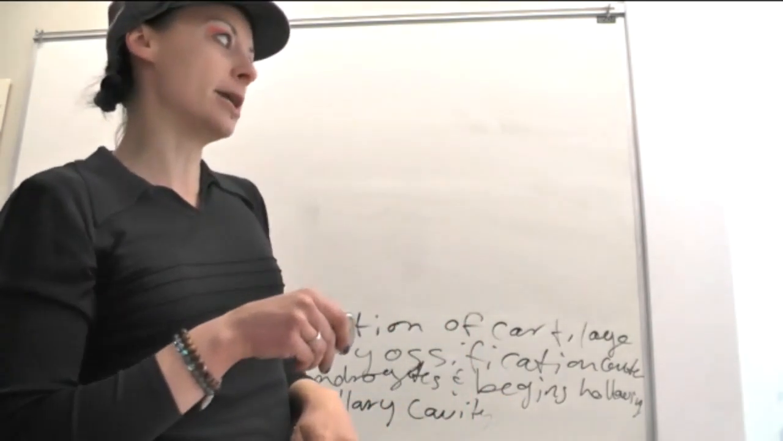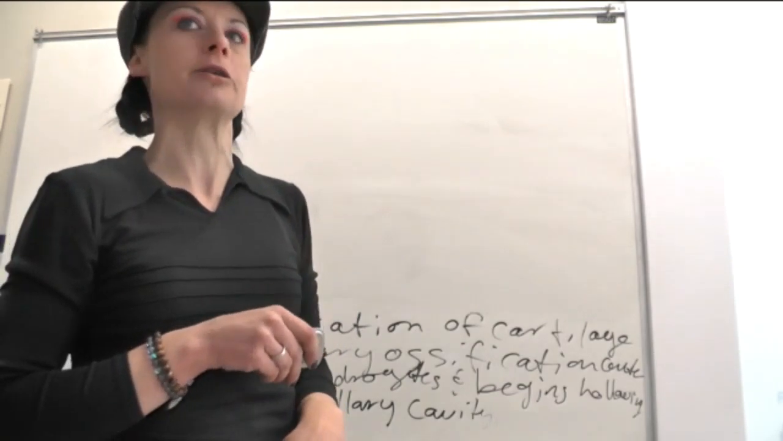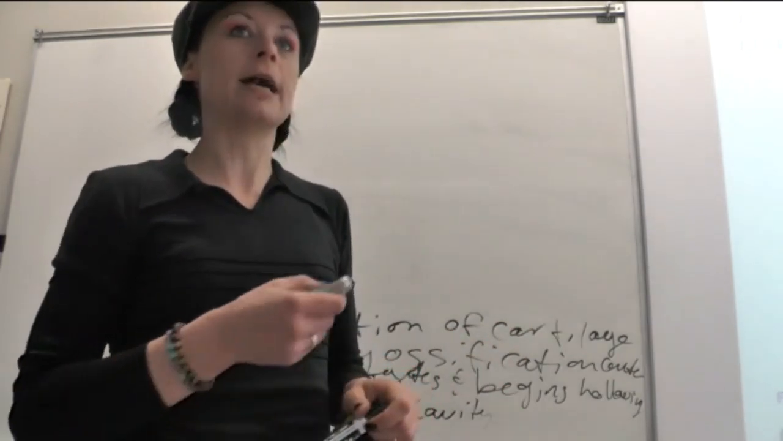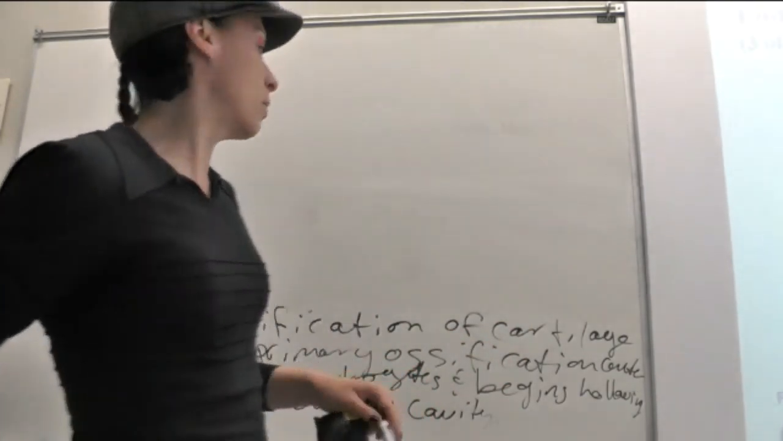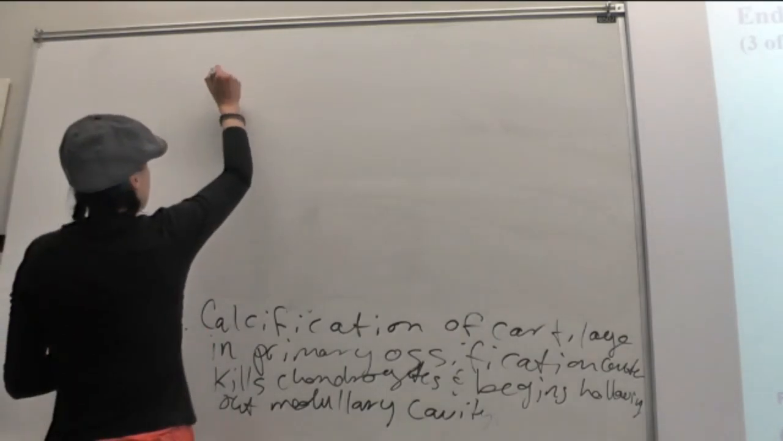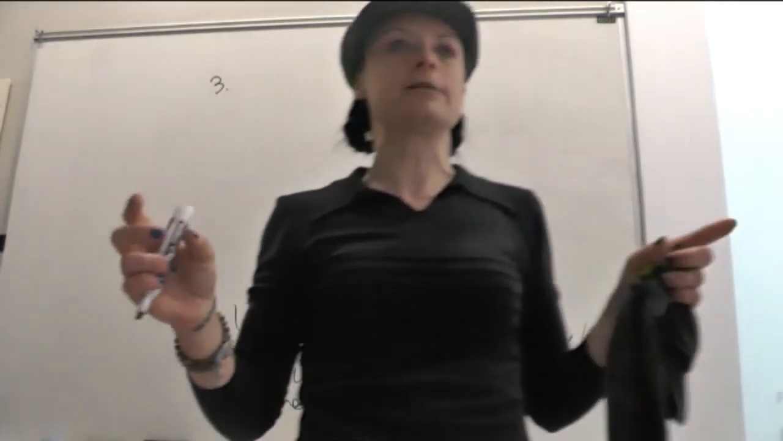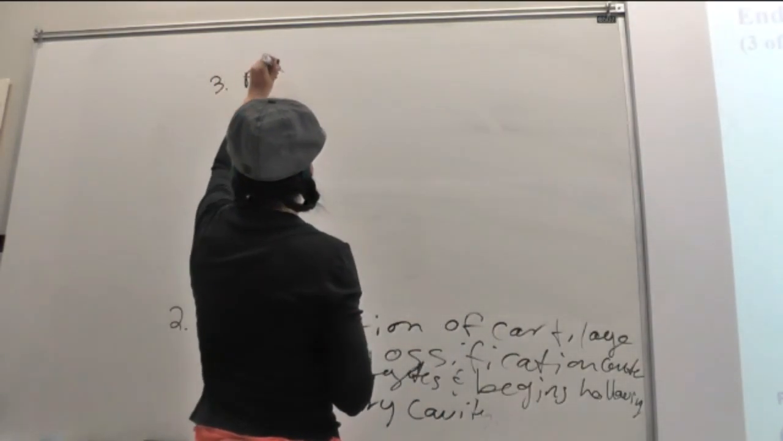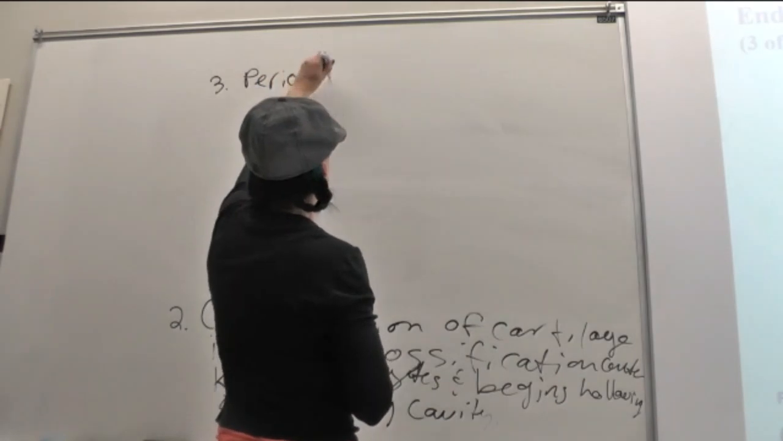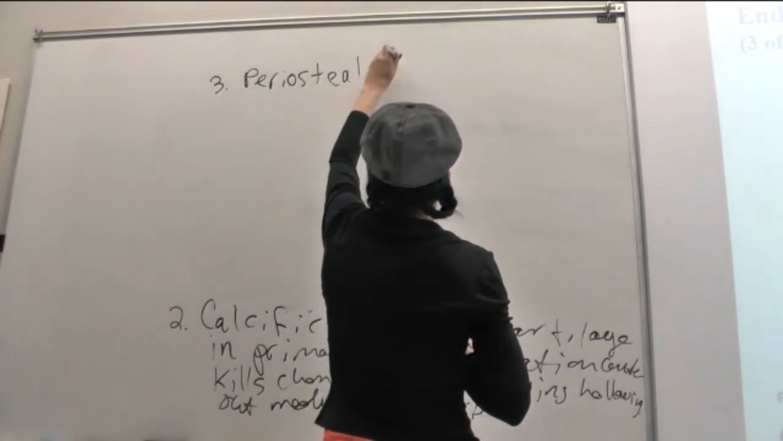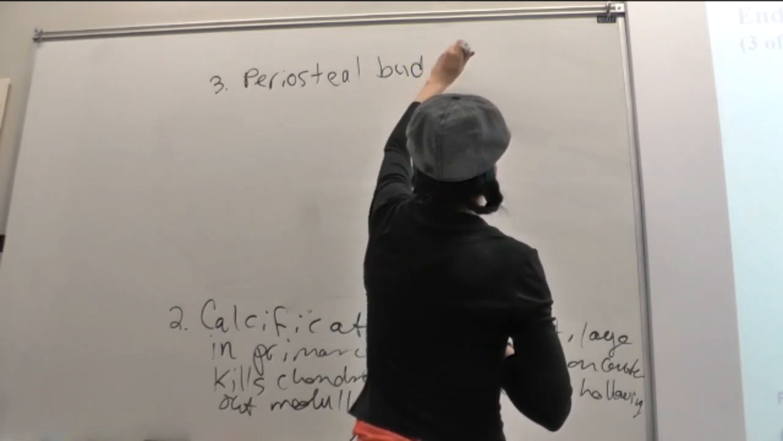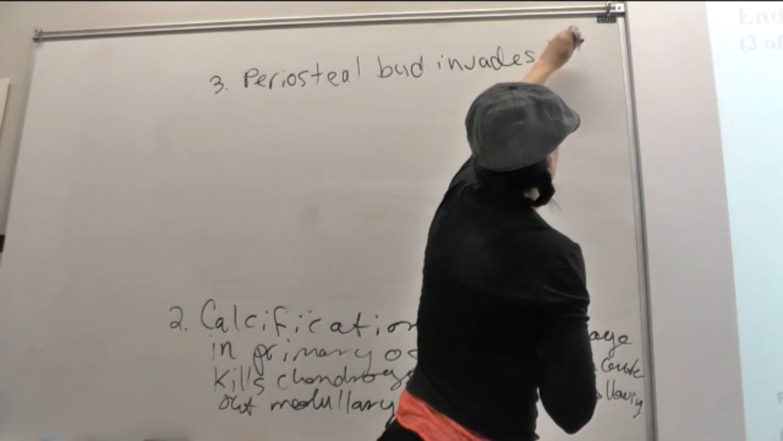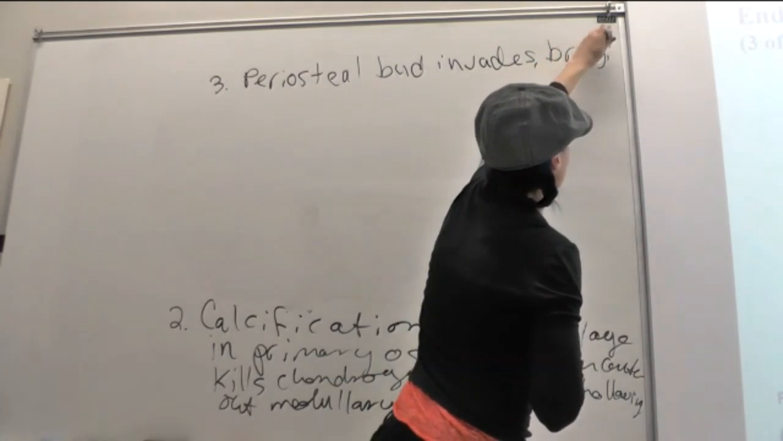Because all that happened on the inside of the bone is I calcified cartilage. So if I just have dead cartilage, that doesn't magically become bone unless I introduce bone cells. So what we could say for our third step is that the periosteal bud invades, bringing with it all bone cells.